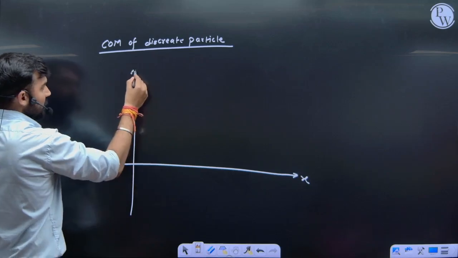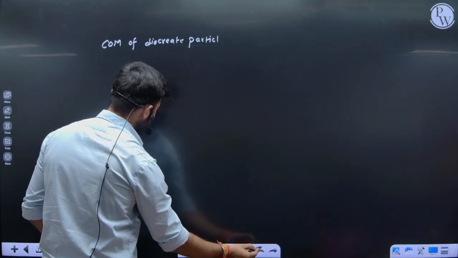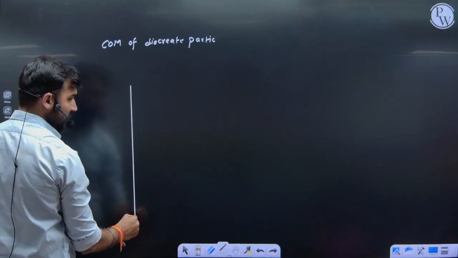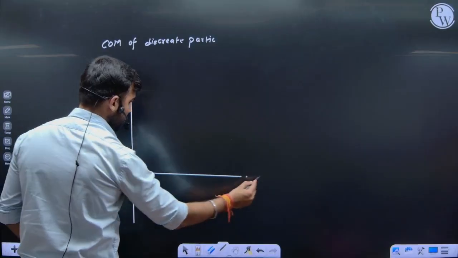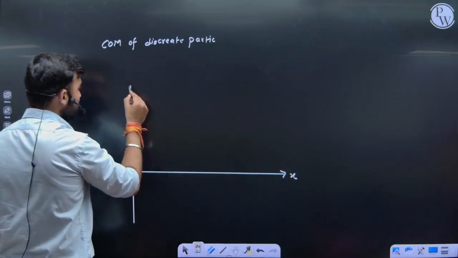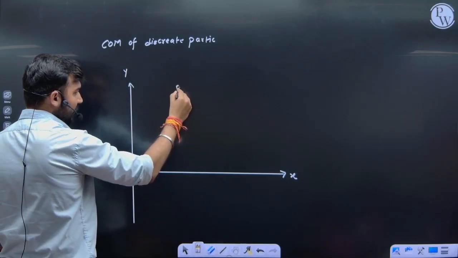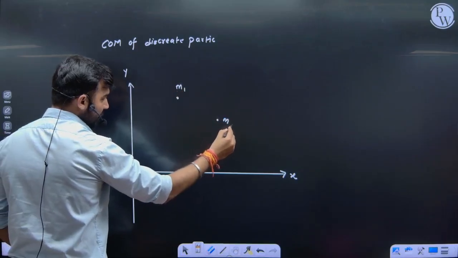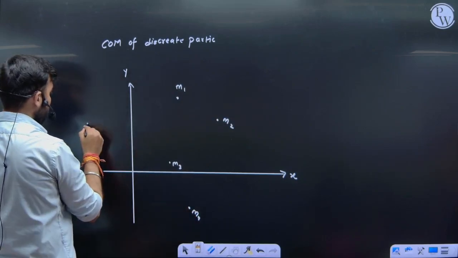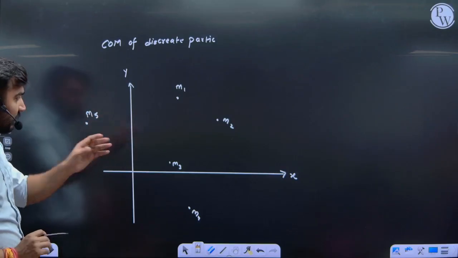This is x-axis. This is y-axis. Please see everyone. I am taking this as an m1 particle. Let's say this m2 particle, m3 particle, m4 particle, m5 particle. Let's say 5 particles I am taking. Now I want to calculate their center of mass.